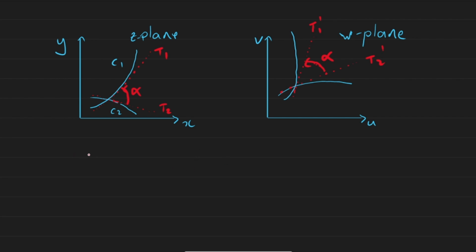If the derivative, that is f prime z, is equal to 0, then what this means is that it's not conformal. So if we are checking if a certain mapping is conformal, then we also have to check f prime z and ensure that this is the case.